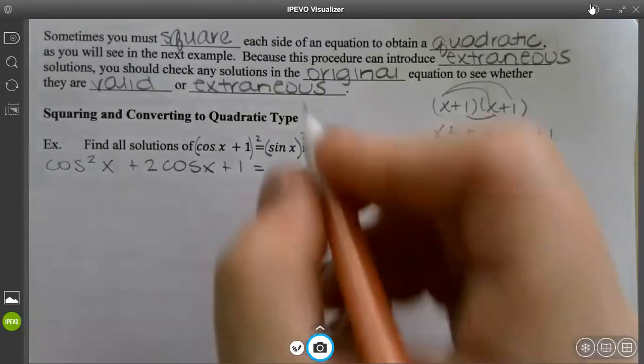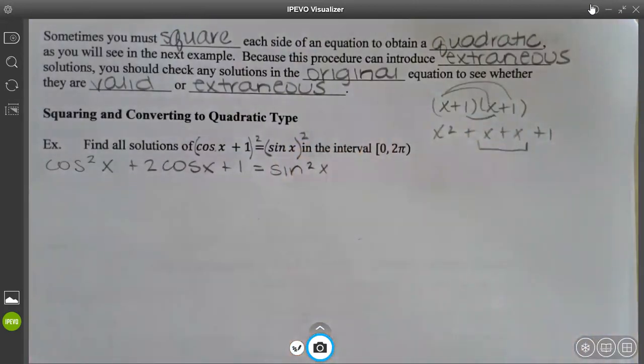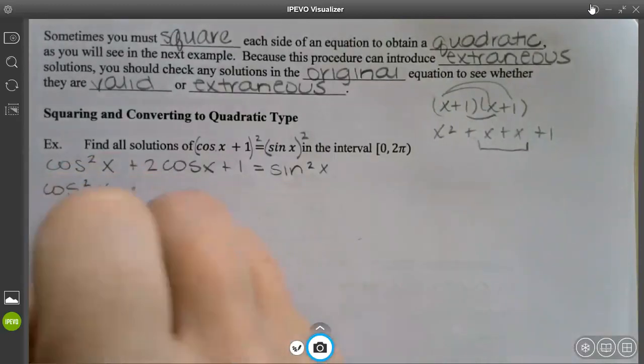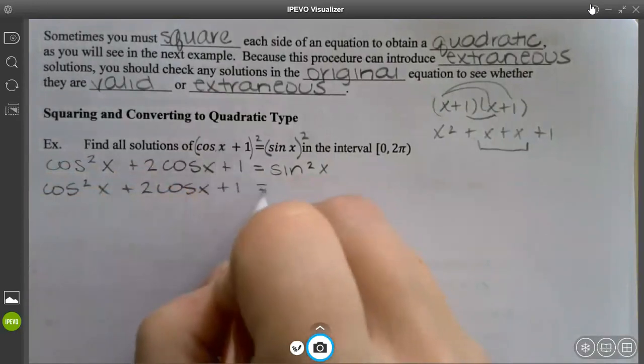And then sine x squared is gonna change to sine squared x. But I need all the same type of terms. I can't have a cosine and a sine. So which one should I change? The sine, because there are more cosines than there are sines. So cosine squared x plus 2 cosine x plus 1.